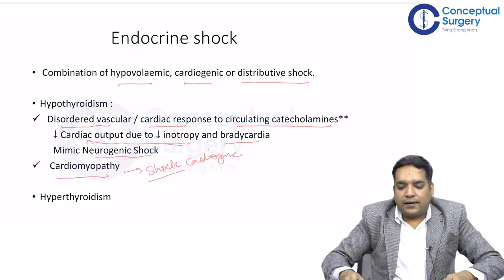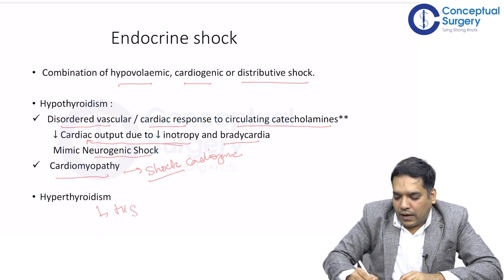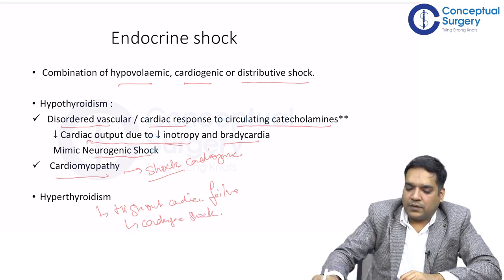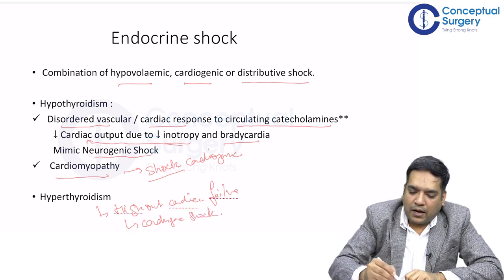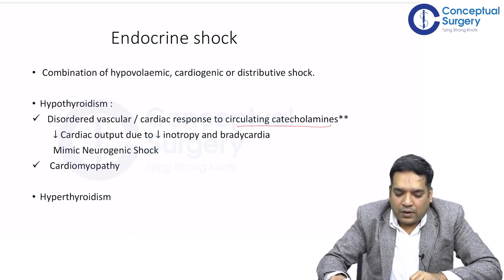It is seen that in hyperthyroidism there is high output cardiac failure, right? And this is basically a cardiogenic shock, right? I hope guys I am clear. Now you know about endocrine shock, right?